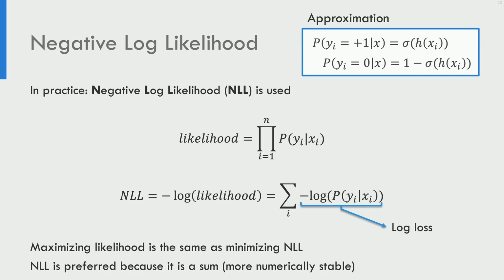Why do people use the negative log likelihood? Well, because it is a sum, it is more numerically stable. Because if you multiply many small numbers, you get all kinds of rounding issues with your computer. However, if you sum small numbers, this behaves much better. So that is why people use the log loss. Now let's have a look at this log loss in more detail.